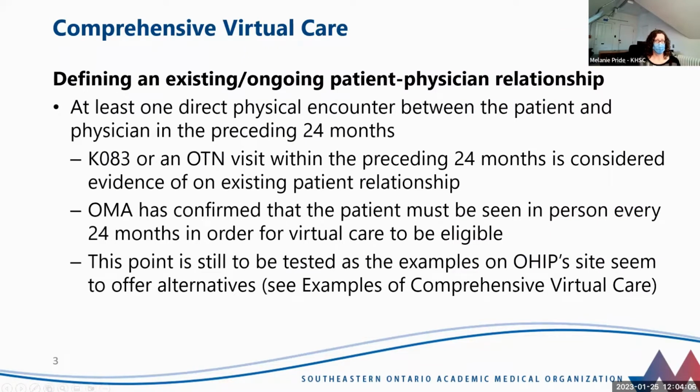The way that OHIP is defining an existing or ongoing patient relationship is based on the patient's billing history. So if the specialist has had an encounter with the patient in the preceding 24 months, that establishes an existing or ongoing relationship. There is language in the schedule of benefits that allows for a K083 or an OTN visit within the preceding 24 months to be sufficient to meet that requirement.